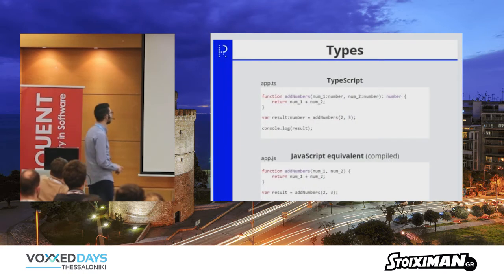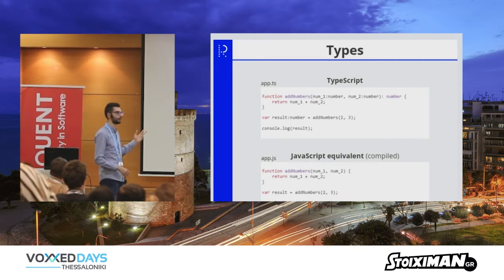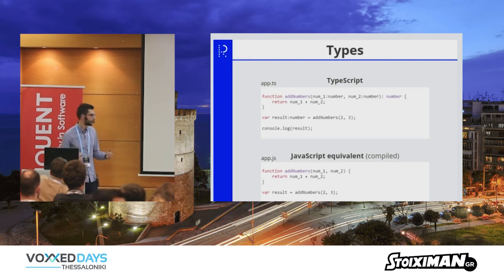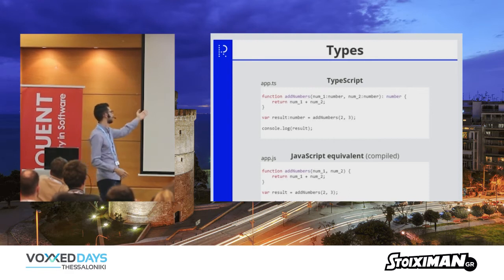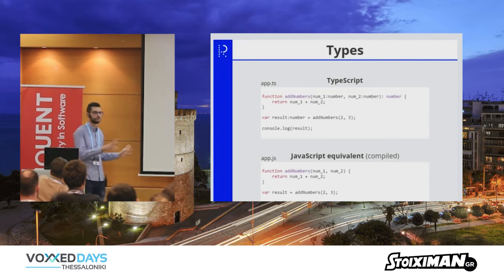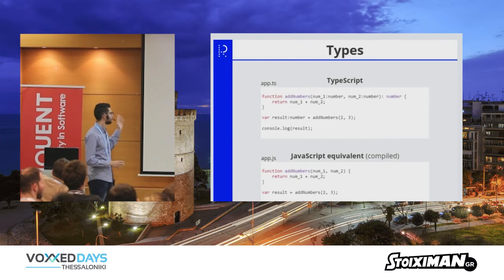Suppose we have this little function called add numbers, and its purpose is to accept two parameters, two numbers, and return their sum. Notice how easy it is to declare types for our method parameters and our function's return result. About the result variable, we just have to type a colon and the type next to it. And the snippet on the bottom would be its JavaScript equivalent, of course.